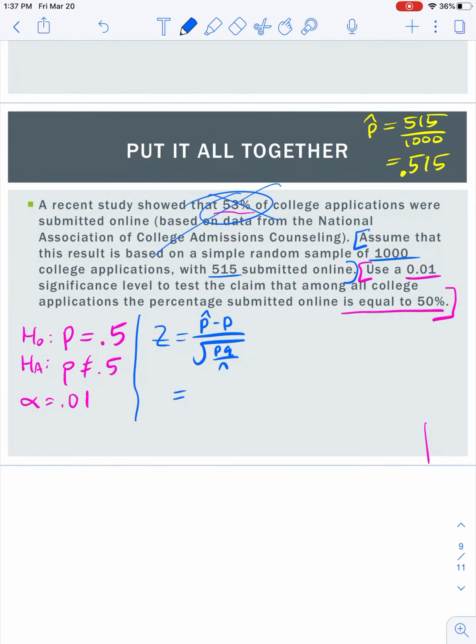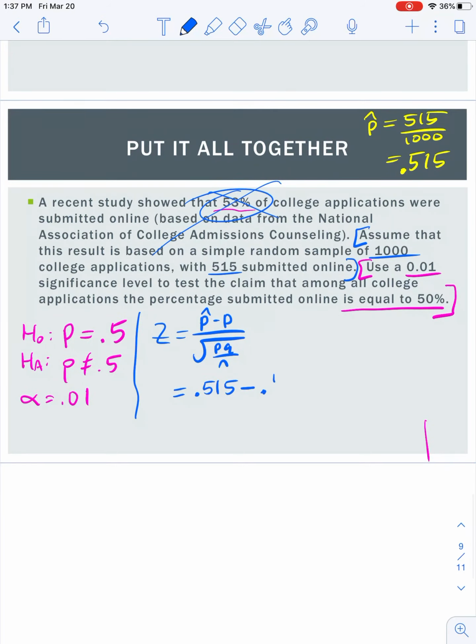So we're going to have z equals 0.515 minus the p from the hypotheses, which is 0.5, divided by the square root of that same p, 0.5, times q. If p is 0.5, q is 0.5. Remember, you find q by just doing 1 minus p. So this is also 0.5, and our sample size is 1,000 here. What you'll notice is the larger your sample size, the easier it is to make conclusions, the more likely you are to reject if they're different at all.